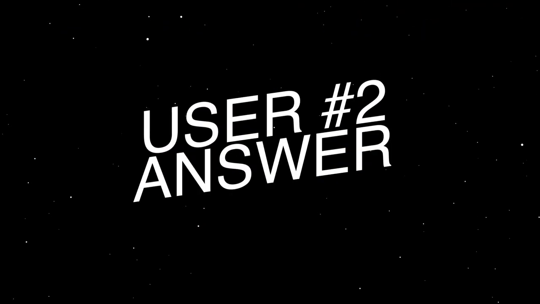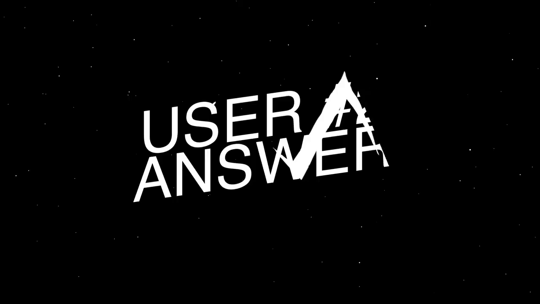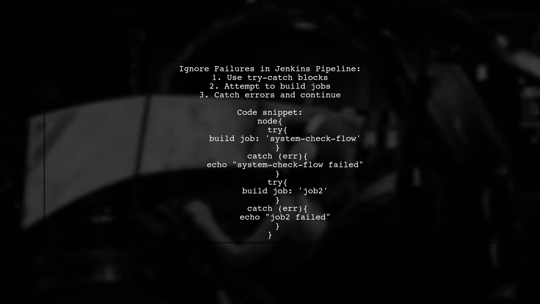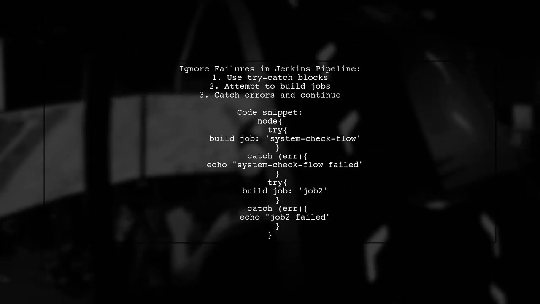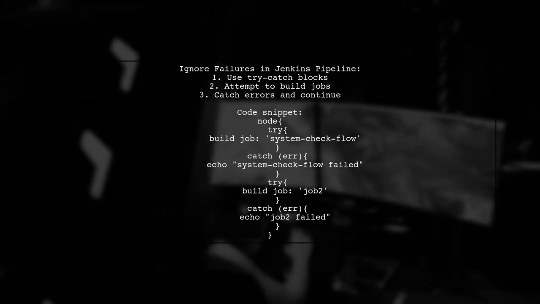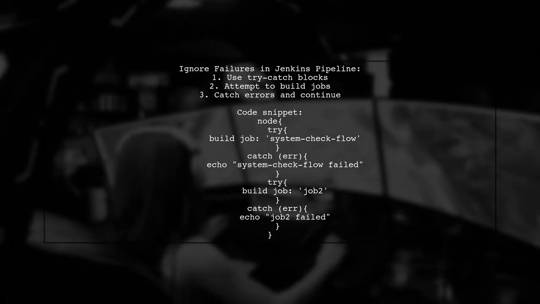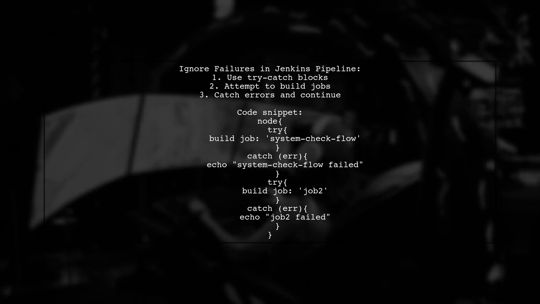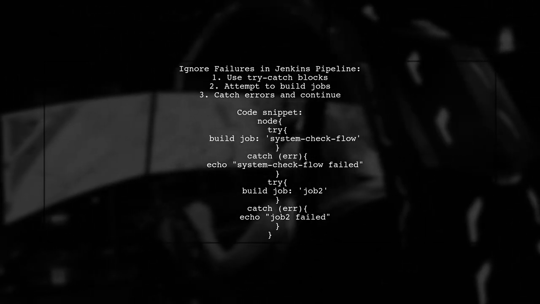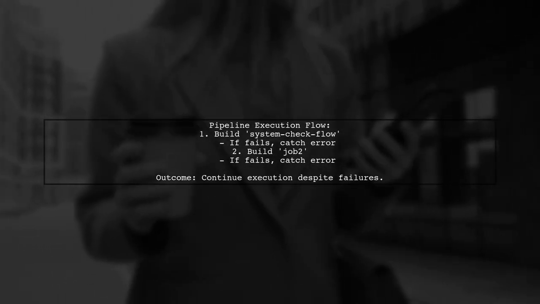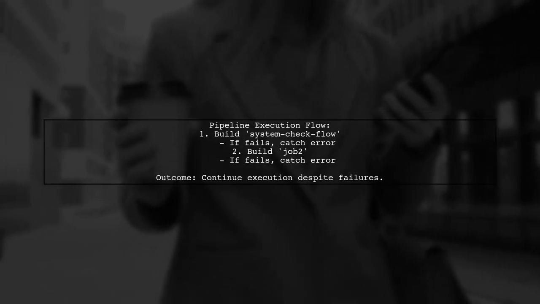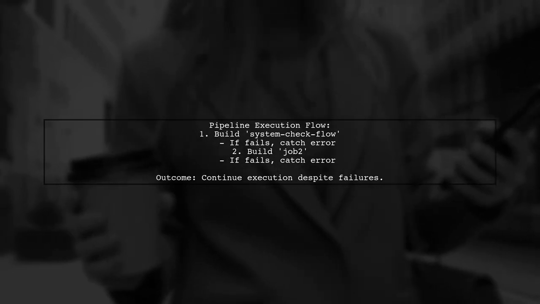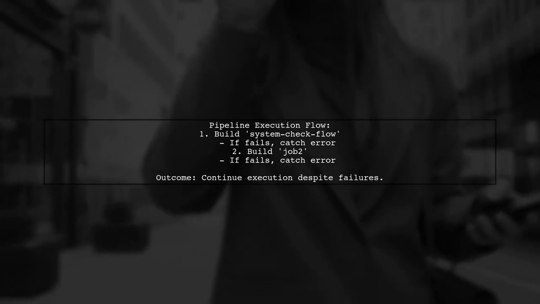Let's now look at another user-suggested answer. To ignore failures in a Jenkins pipeline, you can use a try-catch block. This allows you to attempt to build a job and catch any errors without stopping the pipeline. In this example, the pipeline first tries to build the system check flow job. If it fails, the error is caught and the pipeline continues to build job 2.